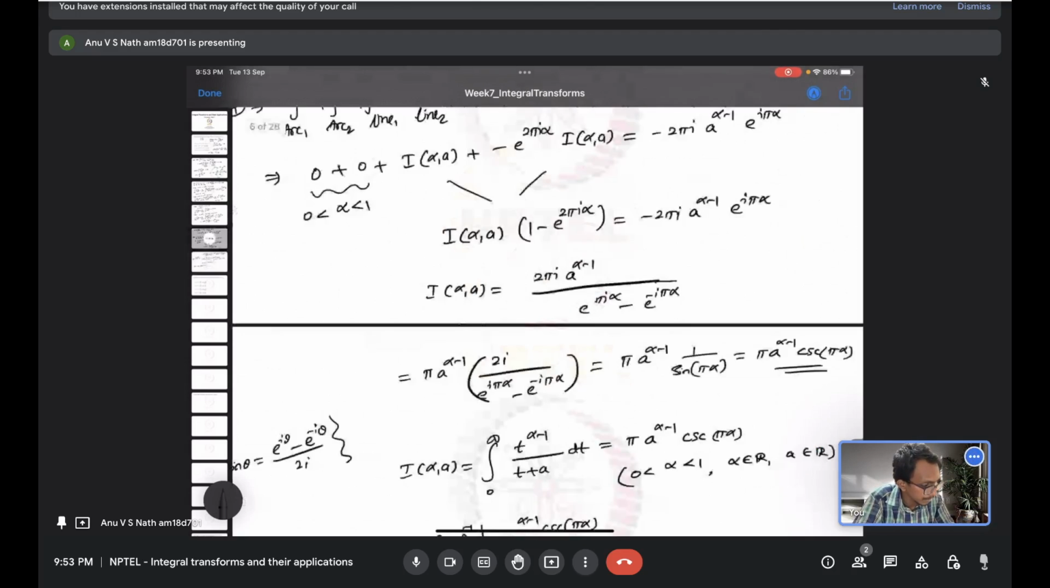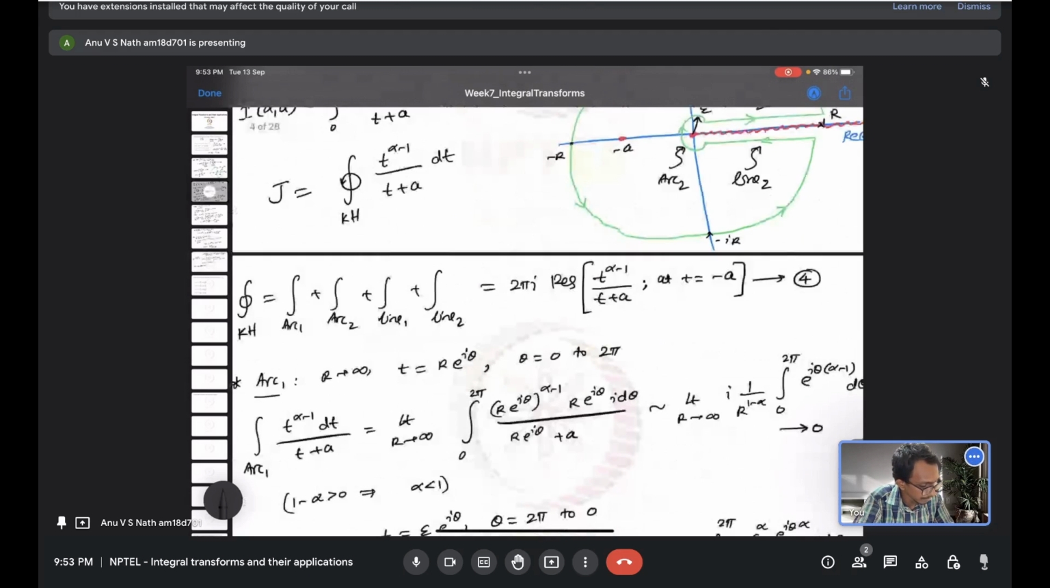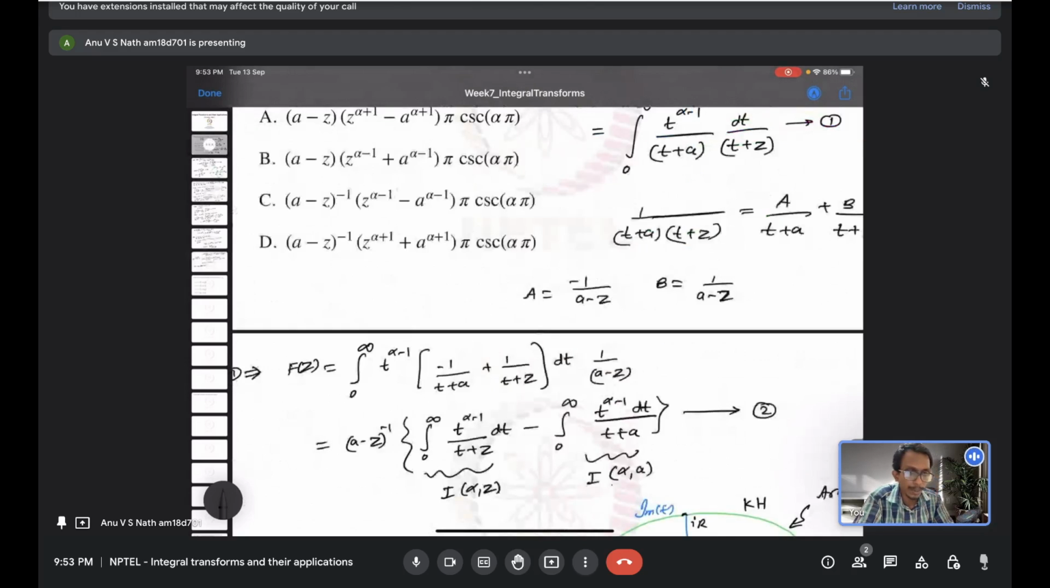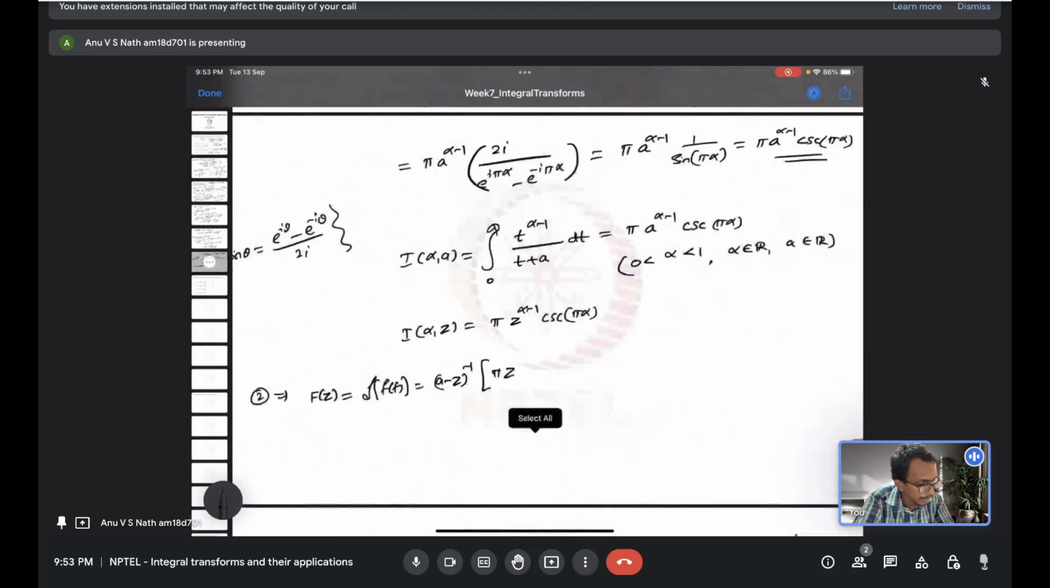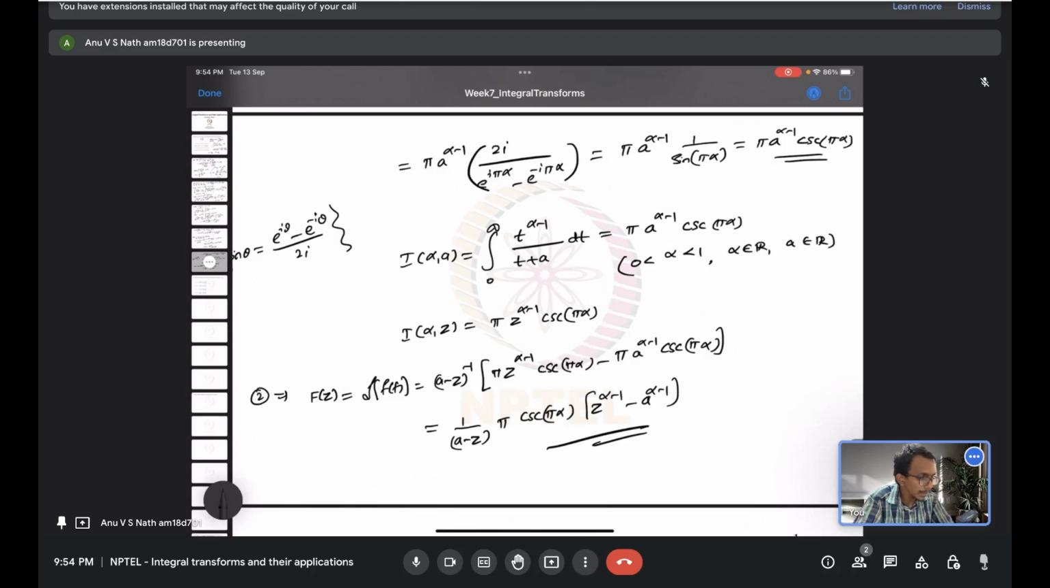From 2, let me see again. So I of alpha z minus I of alpha a. So I of alpha z is pi z raised to alpha minus 1 cosec of pi alpha. Then I of alpha a is pi a raised to alpha minus 1 cosec of pi alpha. Now you can take the common terms outside, then you will find this is the solution, which is basically the Stieltjes transform of the function which is asked for.